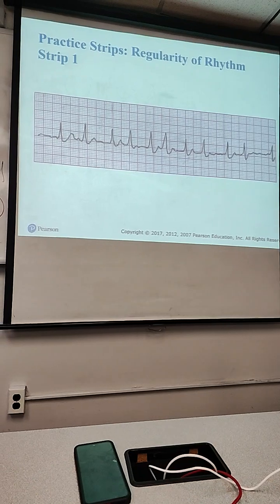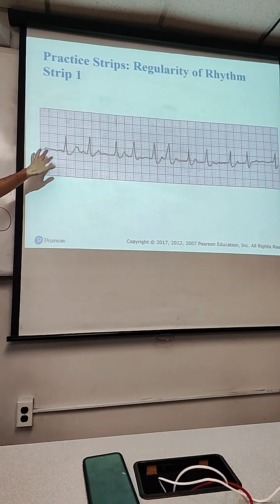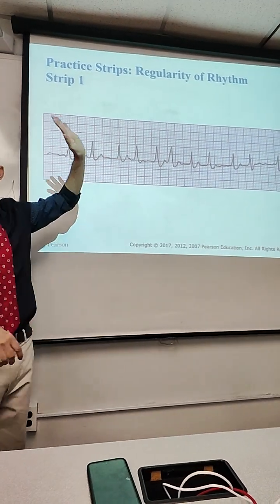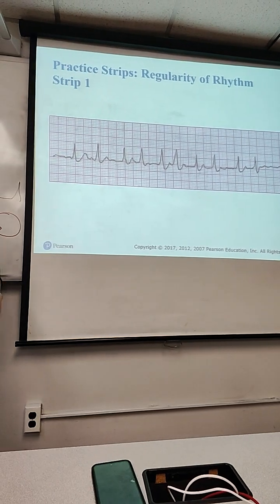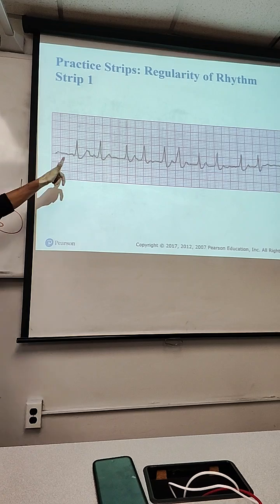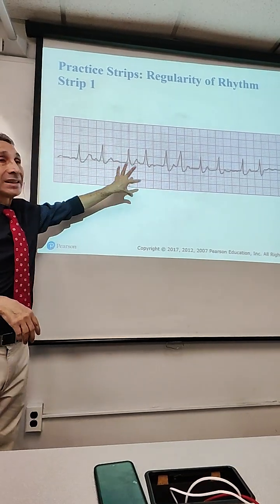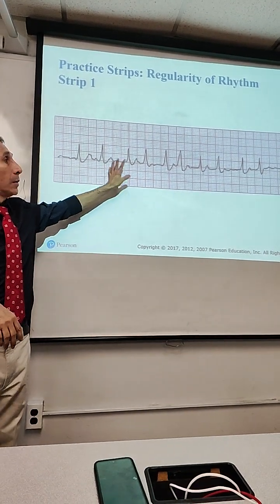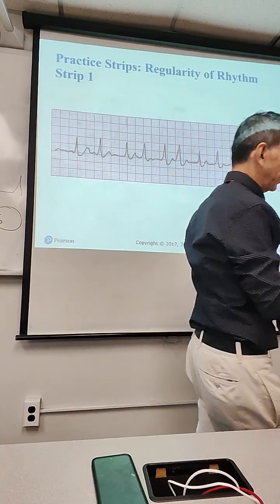So now this is a little messed up because I don't see anything and I see a bunch of little waves here and there, not very clear. So they said, don't go by that, go by this. So this is irregular. What is the heart rate for this patient?